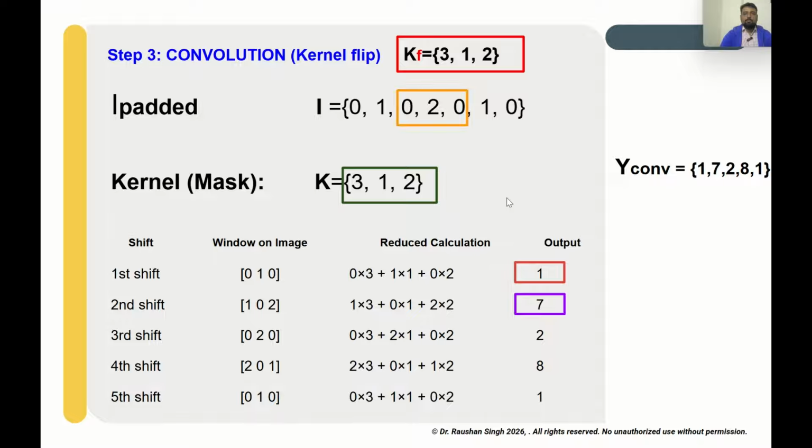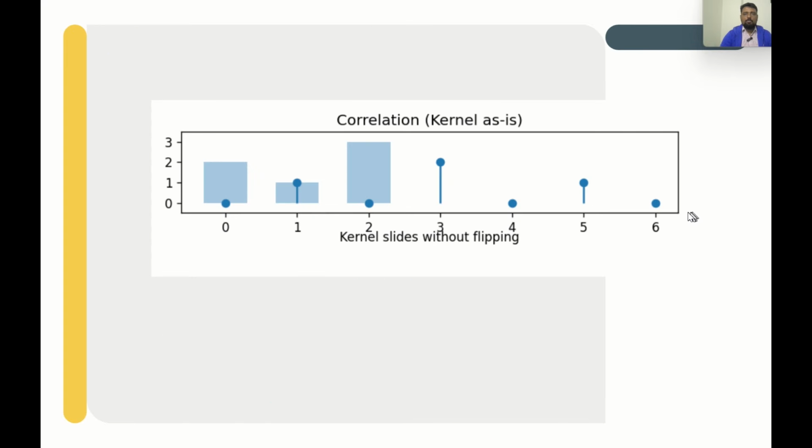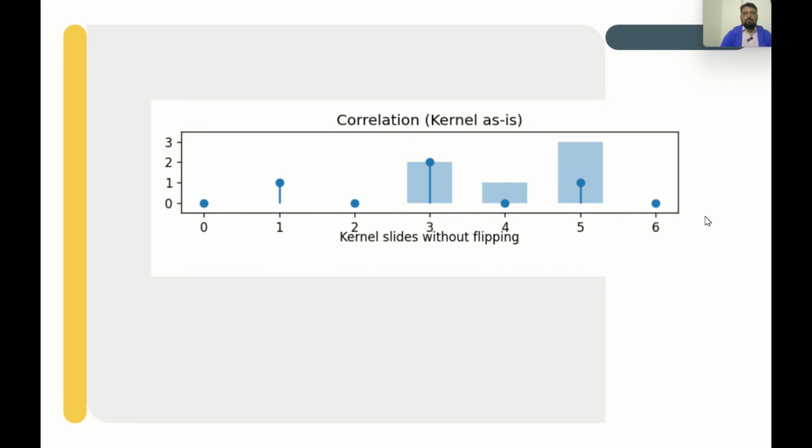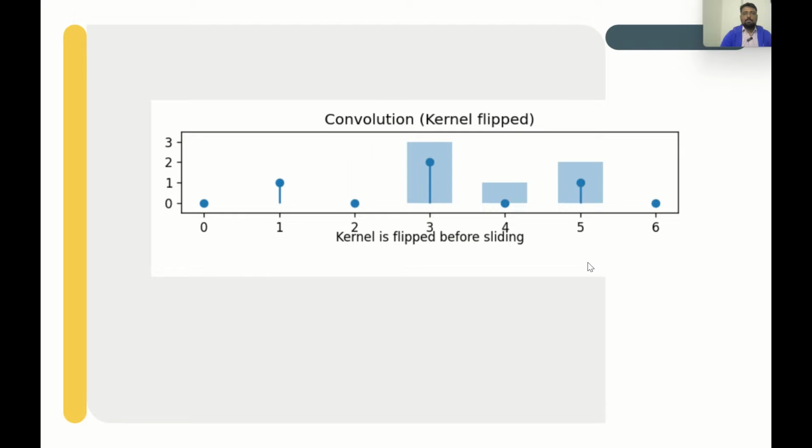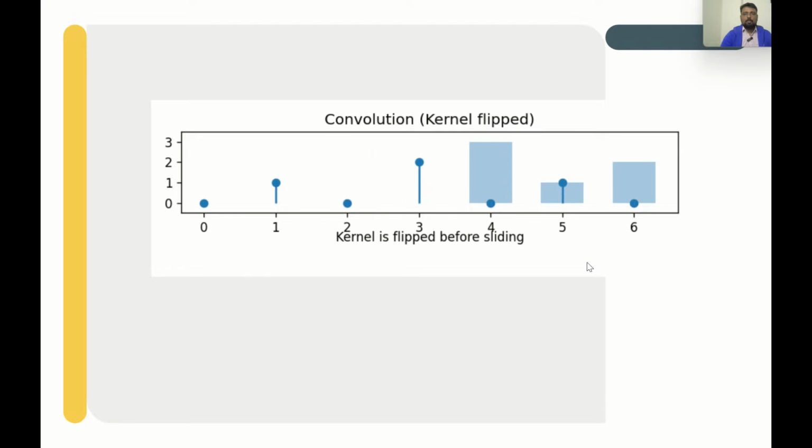For the next shift, again the same process happens. You are getting 2. For the next shift, you get 8, and for the next shift you are getting 1. So y convolution value is 17281. So we have the convolution value and the correlation value also. These are the movements. You can see how it happens when convolution versus correlation happens in real time. So this was convolution and correlation.